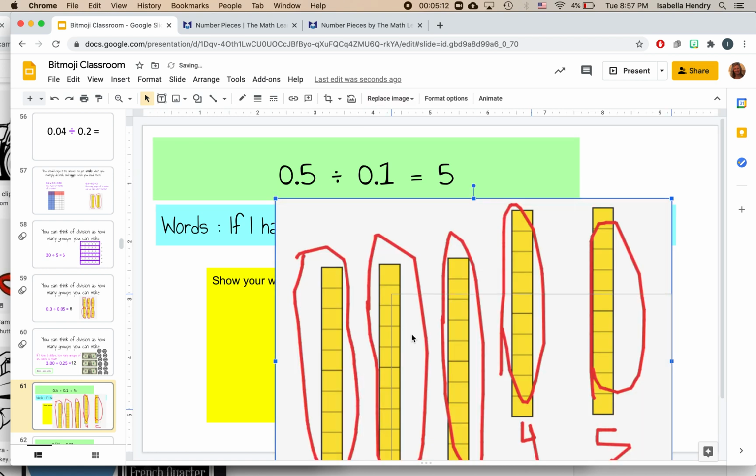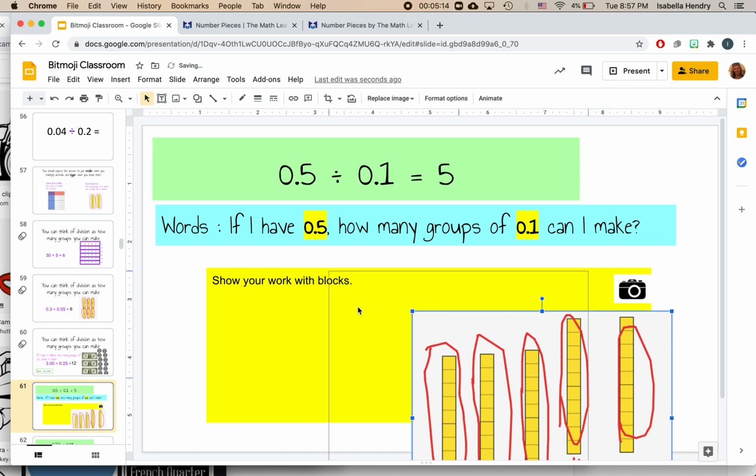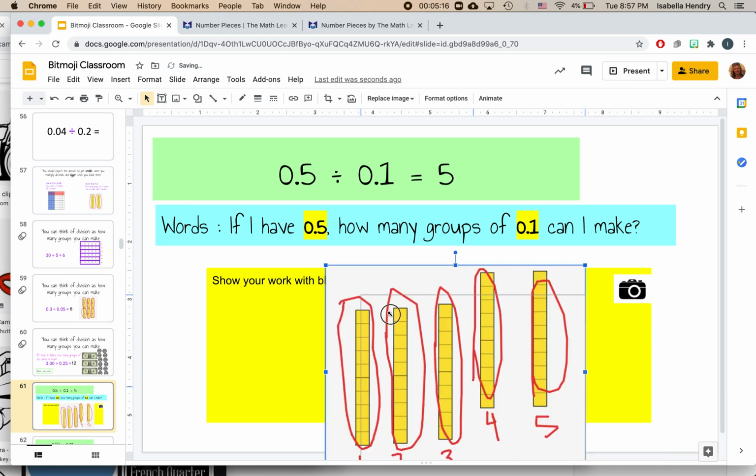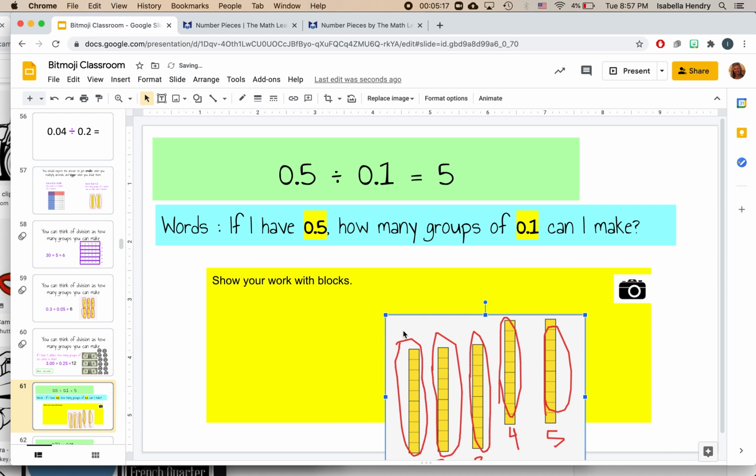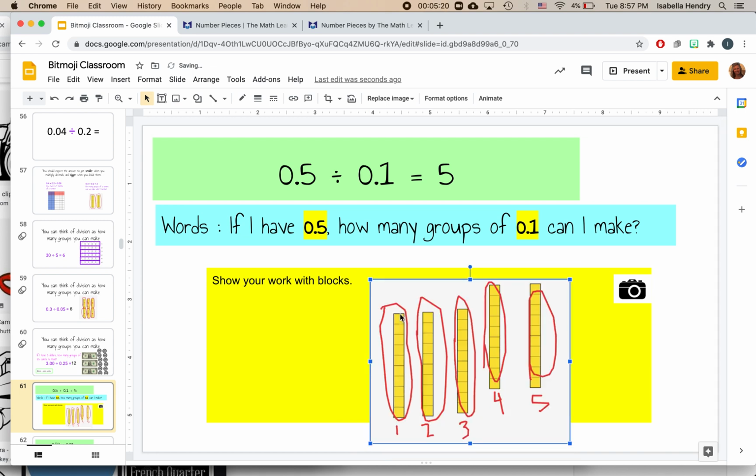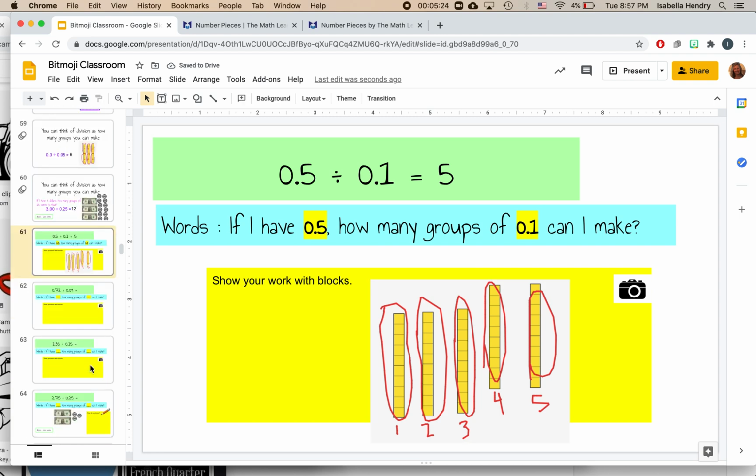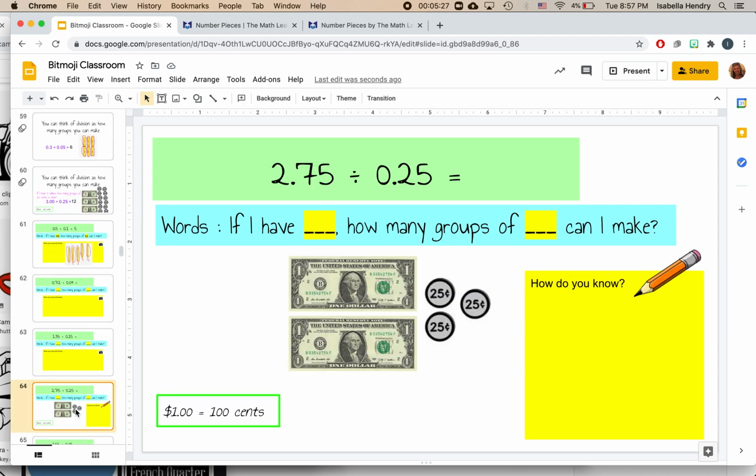All right, so that is how you do the homework. Remember, you're just taking a group or a number of something and dividing it into groups. There are 2 problems like that. And then there are 2 problems with money where you're going to tell us the answer and then write how you know. Don't forget to write how you know. That's the most important part. All right, let's get started.